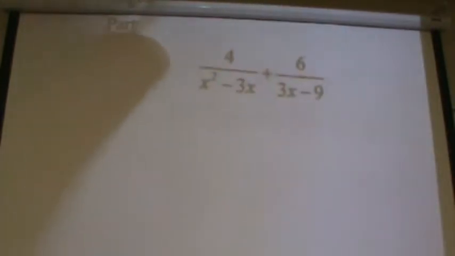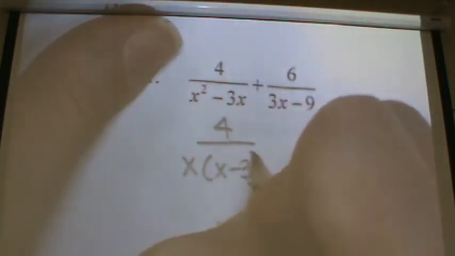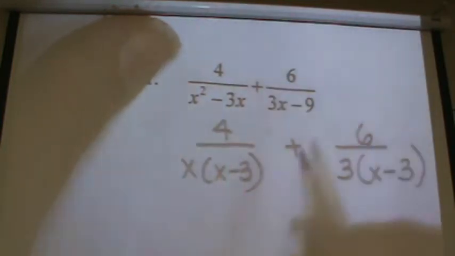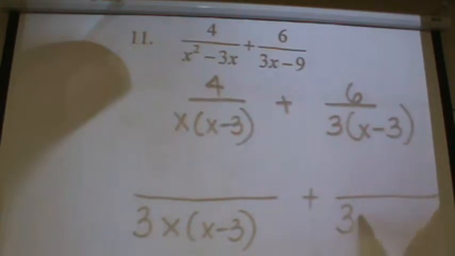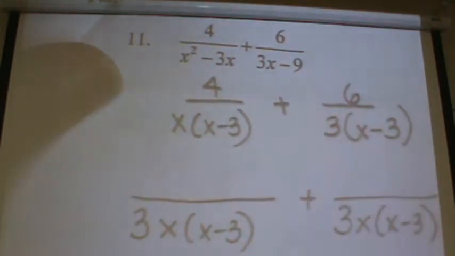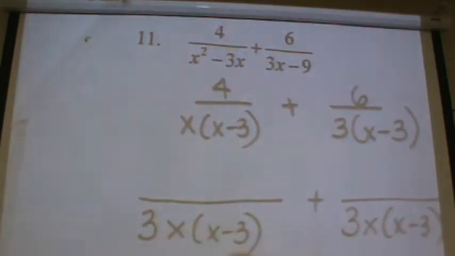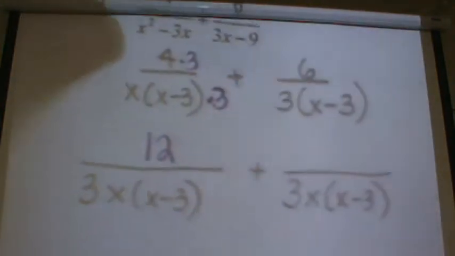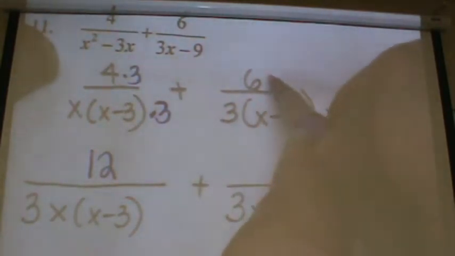Number 11, what's your common denominator? 3x, x minus 3. Okay, excellent. What do you need in this first fraction? What's missing? We've got the x, we've got the x minus 3. What do we need? 3. We need a 3 here and a 3 here, which is 12, right? What are we missing here? We've got the 3, we've got the x minus 3, we need an x, so 6x.